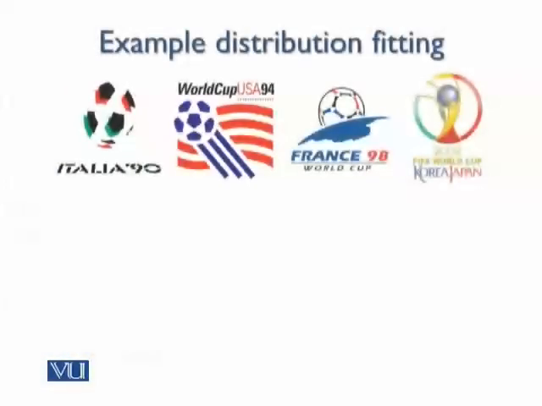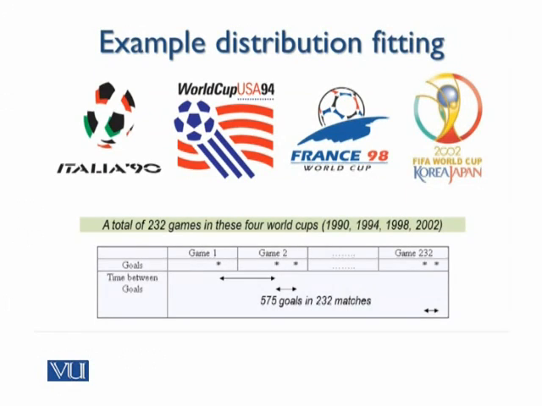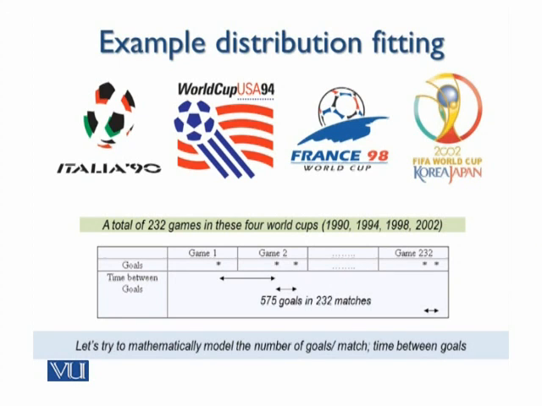We want to see if we can abstract away all this data into a distribution which can measure, for example, the inter-goal duration, or the number of goals in every match. All in all, in these 4 World Cups, you've had 232 games and 575 goals were scored. From that we can calculate the average value. So let us now think of fitting a distribution to this.